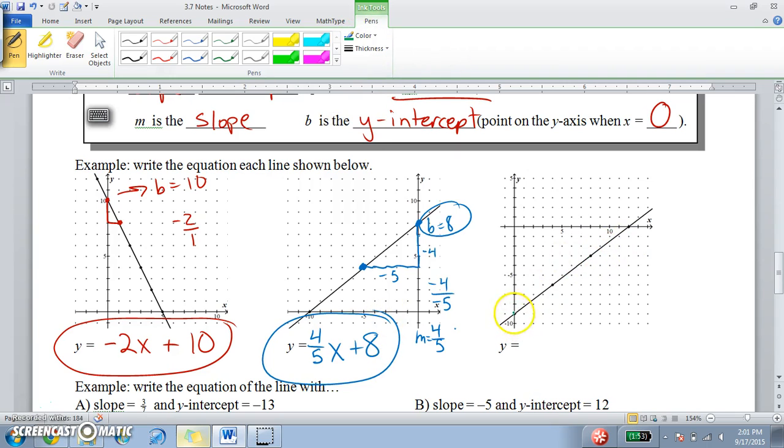This one, my y-intercept is all the way down here at negative 9. So b is negative 9. Then if I count to the next point, my rise is 1, 2, 3, and then over 1, 2, 3, 4. So my slope is 3 over 4. So 3/4 x plus my y-intercept of negative 9. So we could either write this as plus negative 9, or we would probably see that written as just minus 9.